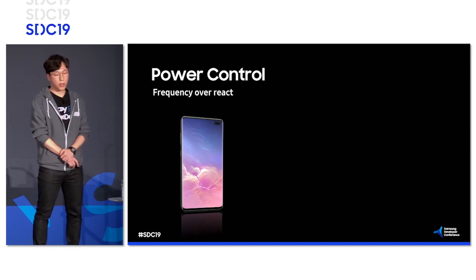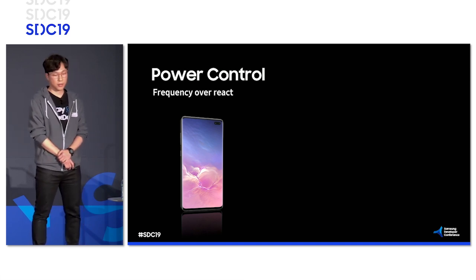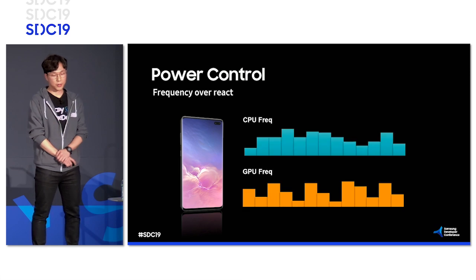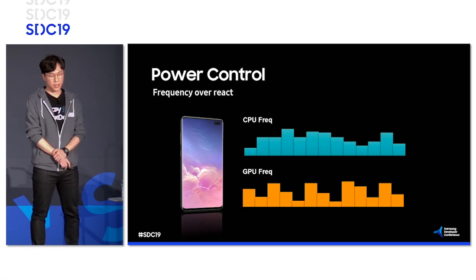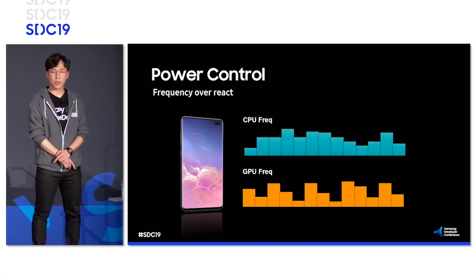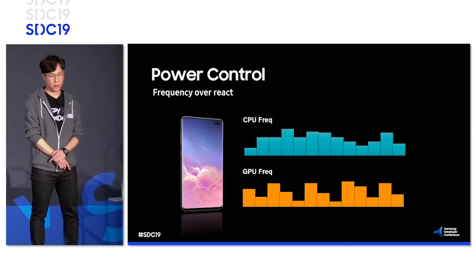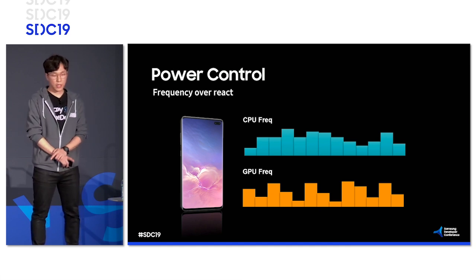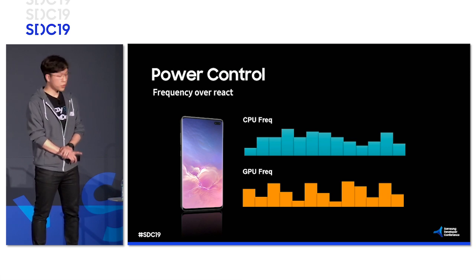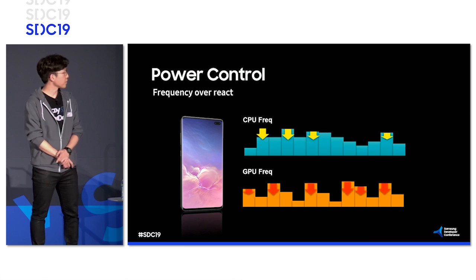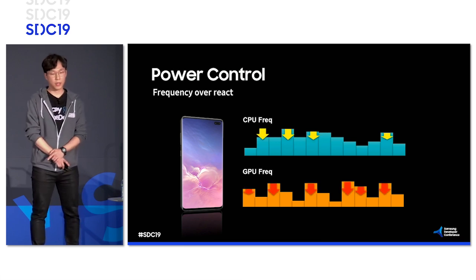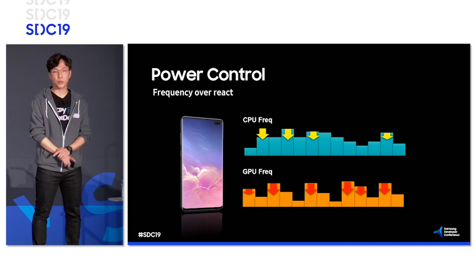Second, what about power control in gaming? Have you experienced this situation? It's just a simple thing, but it looks like more CPU and GPU frequency means more power used. So for the same performance, it is better to use lower power. We should reduce unnecessary CPU and GPU frequency. But developers cannot control the CPU and GPU frequency.